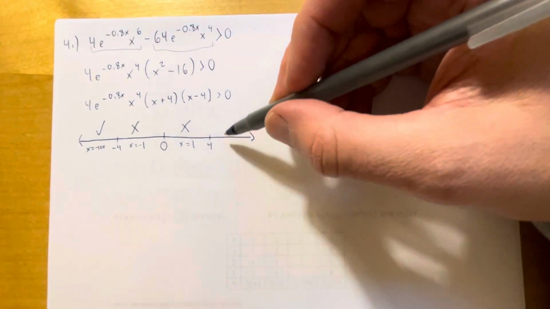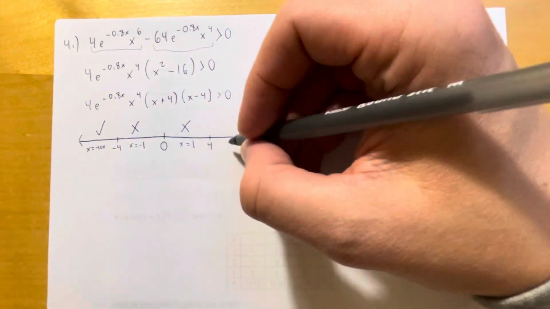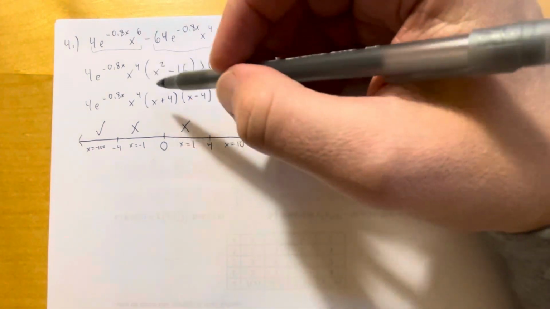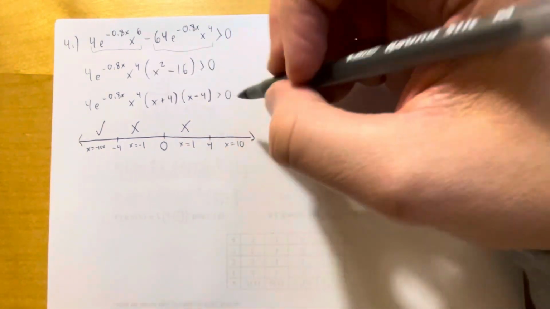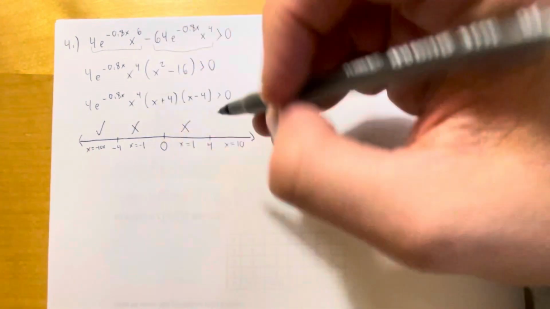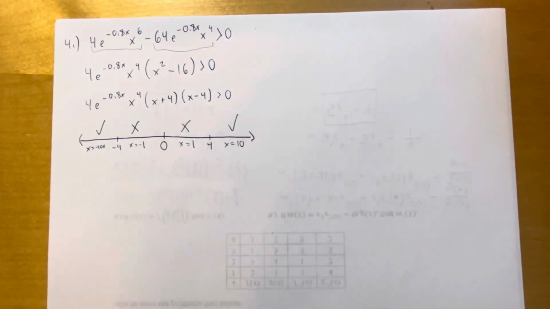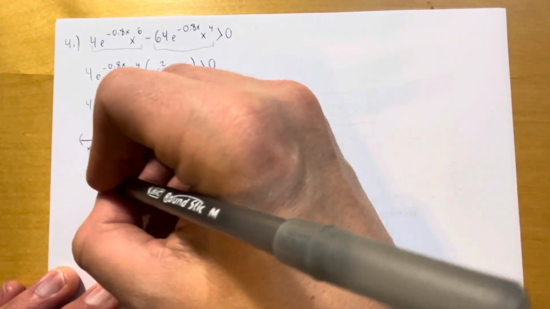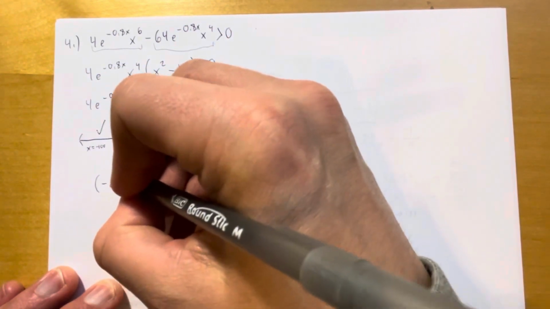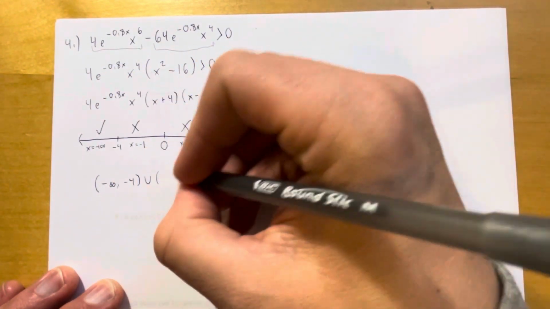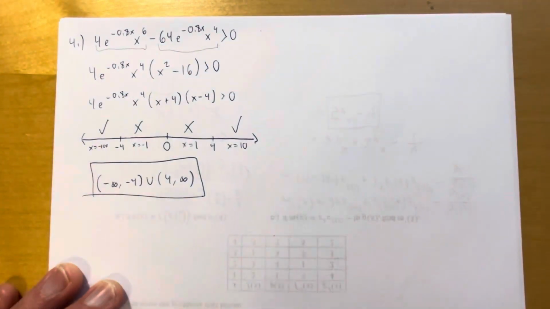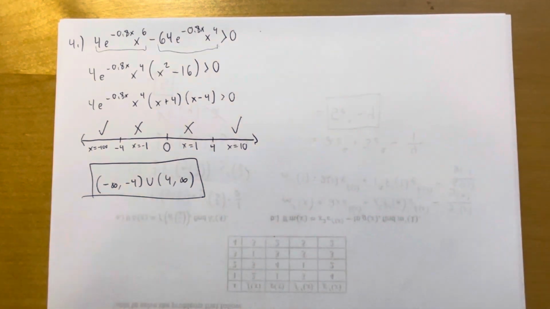And then finally, I have this last guy here. I can plug in maybe x equals 10. That's bigger than 4. 10 plus 4 is positive. 10 minus 4 is positive. I have positives all around, so the product is positive. That's what we want. That means the solutions to this are negative infinity to negative 4, union 4 to positive infinity. Okay, hopefully that gives you enough to go on in order to do the work that we're going to be doing in the parent class.